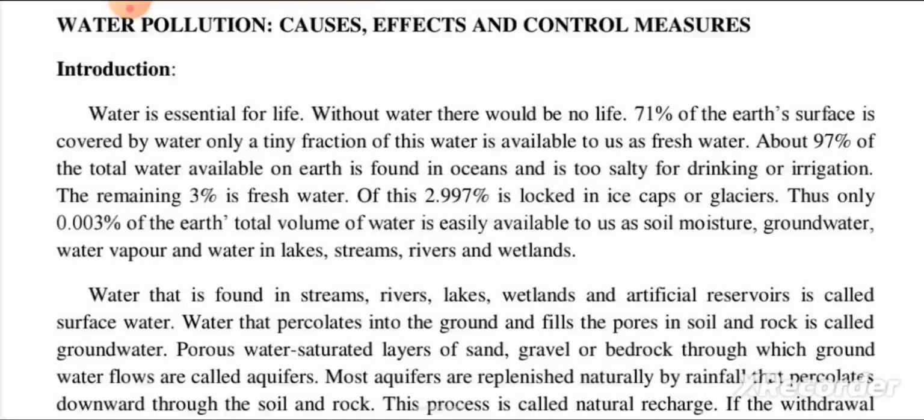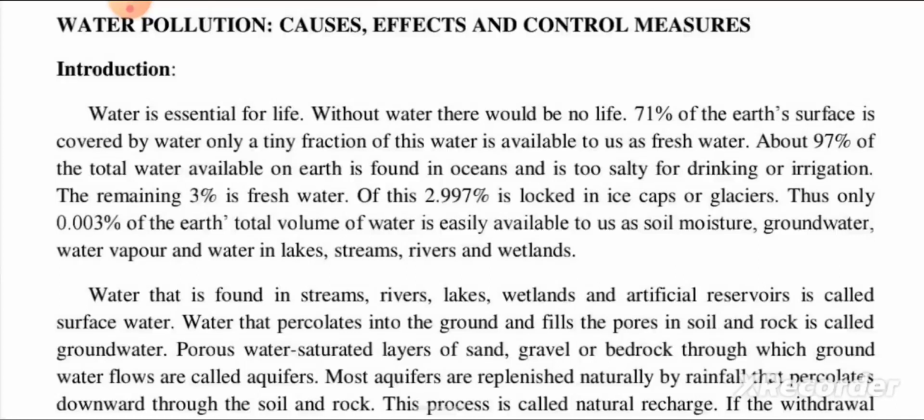71% of the Earth's surface is covered by water. Only a teeny fraction of this water is available to us as fresh water. About 97% of the total water available on Earth is found in oceans and is too salty for drinking or irrigation. The remaining 3% is fresh water.